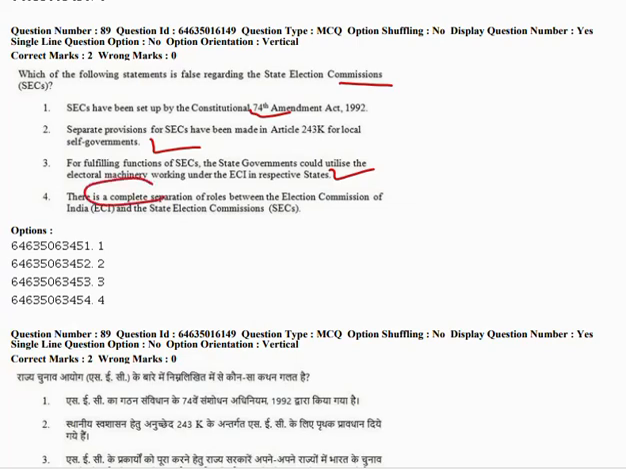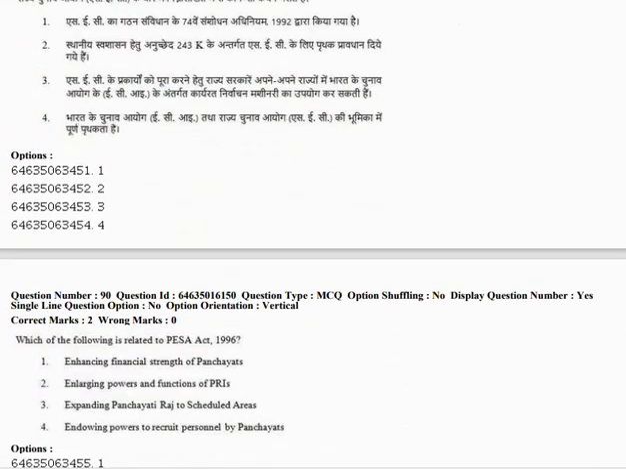There is complete separation of roles between... No, this is not complete separation. State Election Commission depends on the Election Commission of India for many of its functions. Hence, option number D is the correct answer.